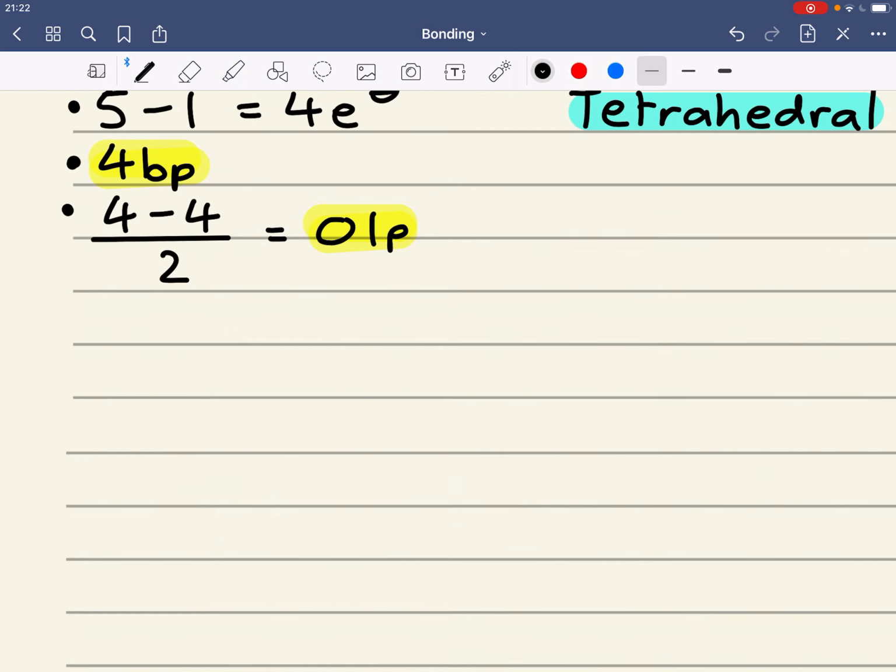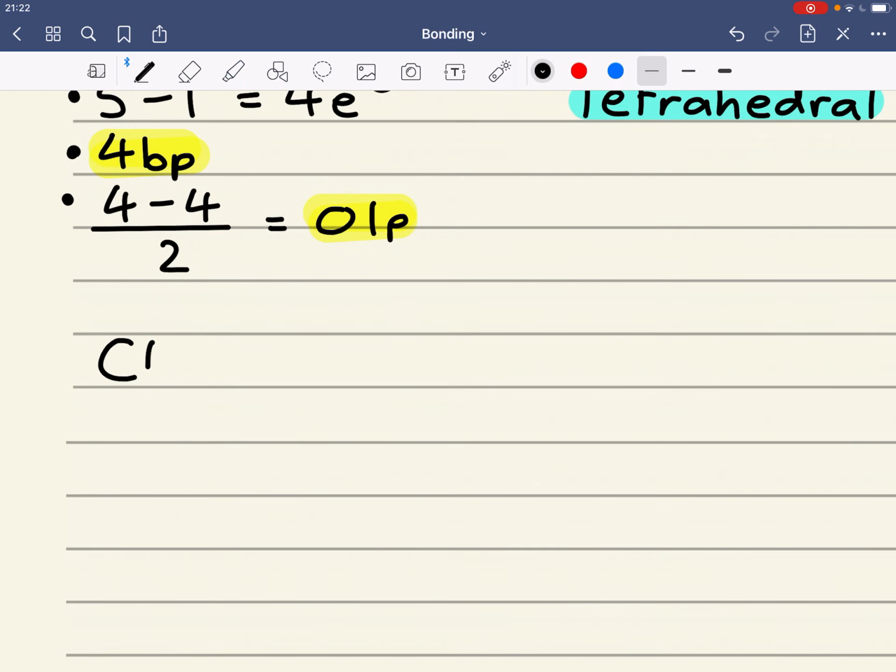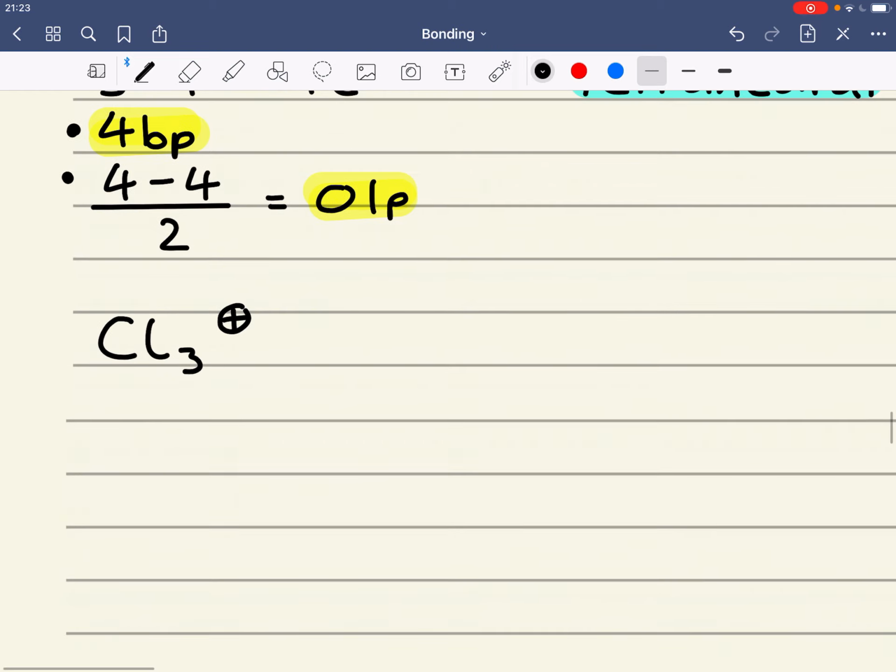The third example we're going to look at is of a Cl3 plus ion. Now, what we've got there is a molecular ion with 3 chlorines. One of those chlorines must be the central atom, and therefore the group number of the central atom is going to be 7. Because I've got a 1 plus charge, the number of electrons available for bonding is going to be 7 minus 1, which is equal to 6.